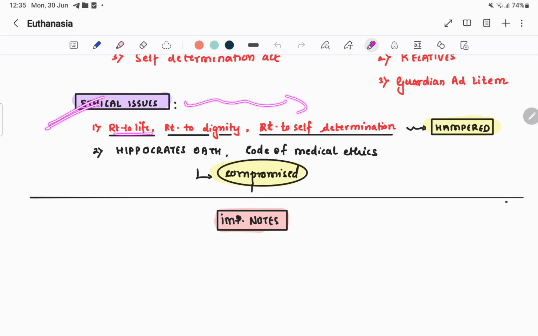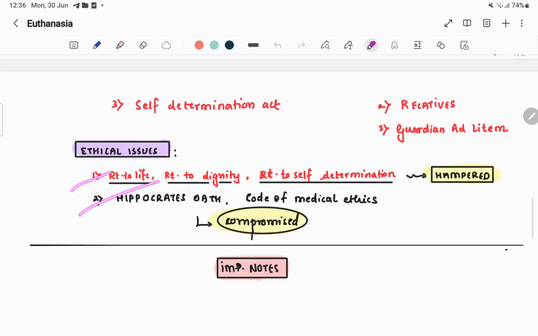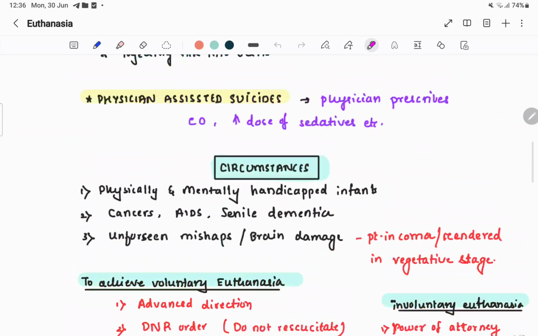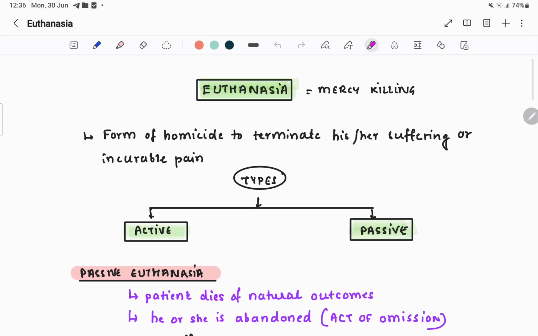Ethical issues: right to life. Euthanasia is a debatable topic. Many say euthanasia is good, many say it is bad. Right to life, right to dignity, right to self-determination is hampered in euthanasia. The Hippocratic oath and code of medical ethics are compromised. The Hippocratic oath tells you to do everything to save a patient, but here you're killing a patient, right? Maybe it's the patient's wish, but your Hippocratic oath is compromised. So these are the ethical issues, and this completes euthanasia and our first unit, that is medical ethics, medical negligence, important acts and euthanasia.